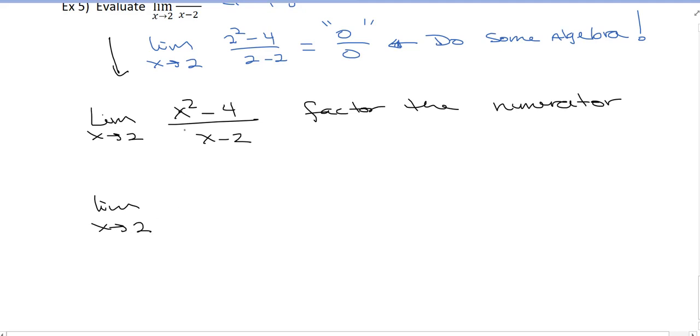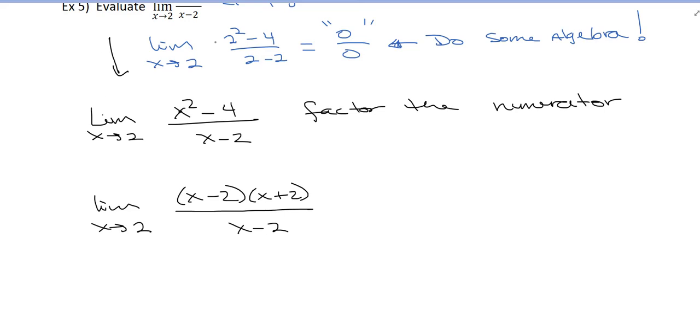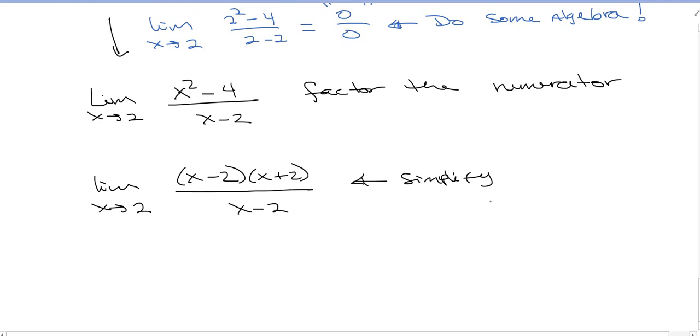So I'm going to have the limit as x goes to 2 of x squared minus 4, that's a difference of squares, so that factors into x minus 2 times x plus 2, over x minus 2. And so notice here that I can simplify. I have x minus 2 divided by x minus 2, so I can reduce those. X minus 2 divided by x minus 2 is 1, so I'm left with the limit as x goes to 2 of just x plus 2. And now can I plug in 2 again?